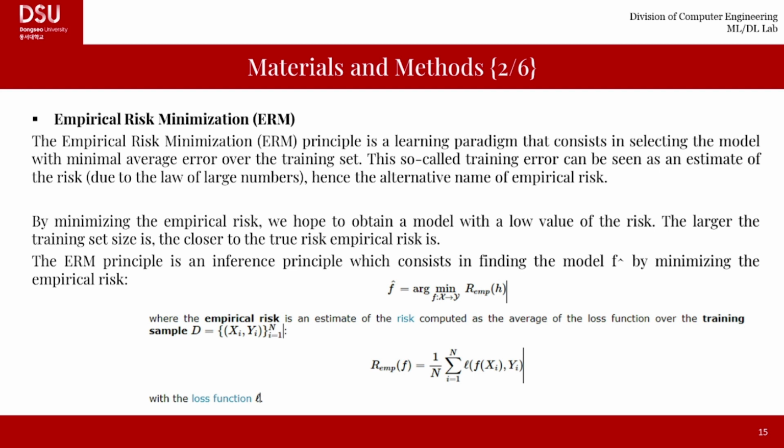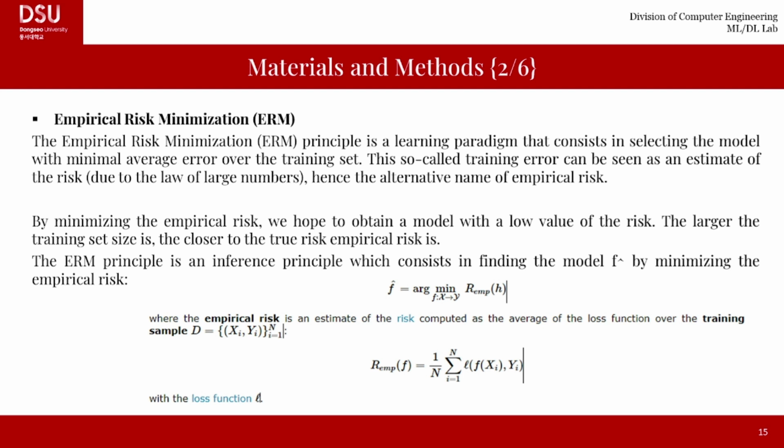And what is empirical risk minimization? The empirical risk minimization principle is a learning procedure. The constraint is selecting the model with the minimal average error over the training set. So this is called the training error, which can be seen as an estimate of the risk, and the alternative name is empirical risk. So this is called ERM, and by minimizing the empirical risk, we hope to obtain a model with a low value of the risk. A large training dataset will be closer to the true risk, the empirical risk.